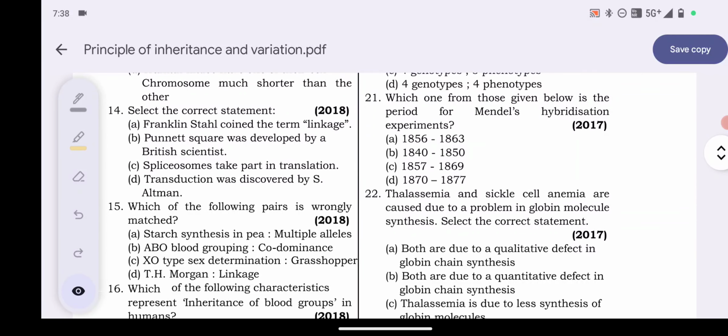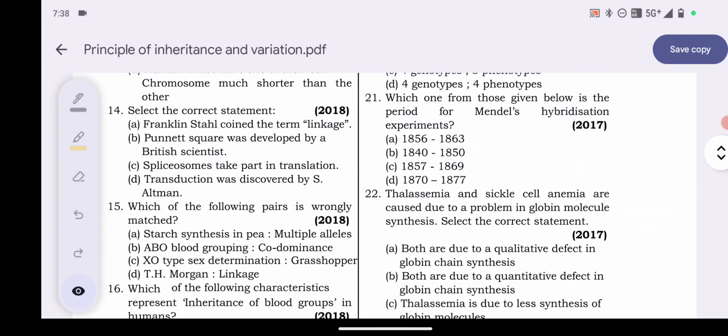Next is question number 23. You have to find out the wrong statement. First option, chromosomal theory of inheritance was proposed by Sutton and Boveri. This is a correct statement. Law of dominance and law of independent assortment were proposed by Mendel. Correct one. Linkage and recombination were discovered by Sutton. This statement is wrong, because linkage was discovered by T.H. Morgan. We saw this in the earlier questions.